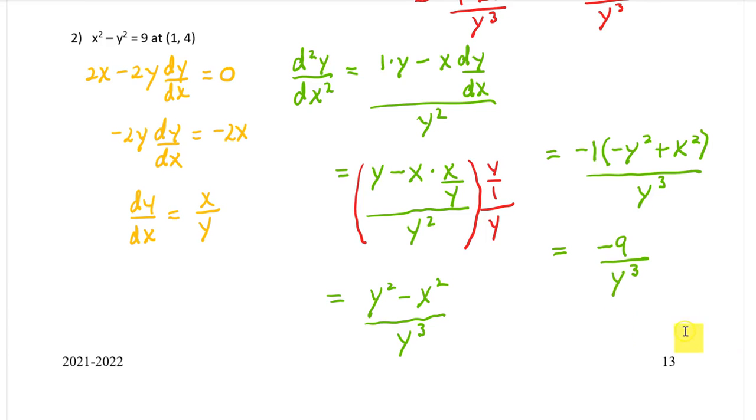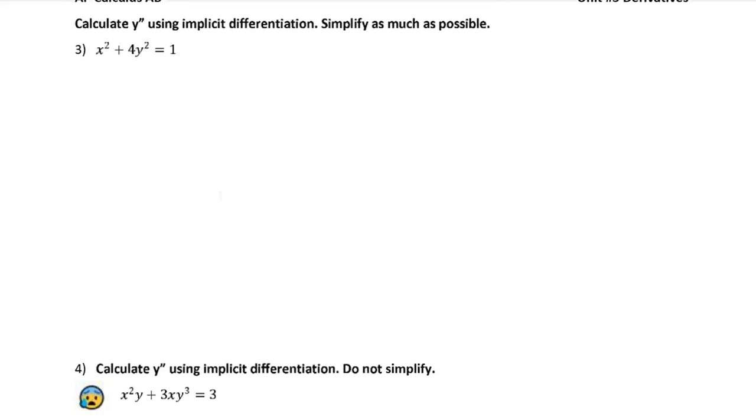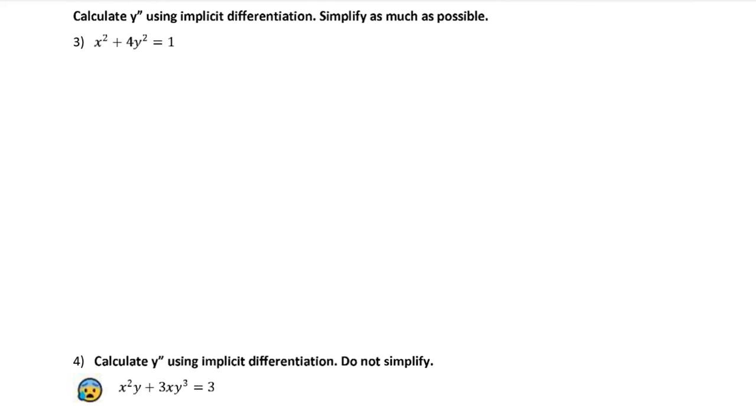All right, let's take a look at this next one here. So, okay, we're back for our next one. At this point, you should definitely try and turn off the video and try this, but we want the second derivative. It does say simplify as much as possible. So here we go. Derivative of x squared is 2x plus the derivative of 4y squared is 8y dy/dx. And that's going to equal 0 again.